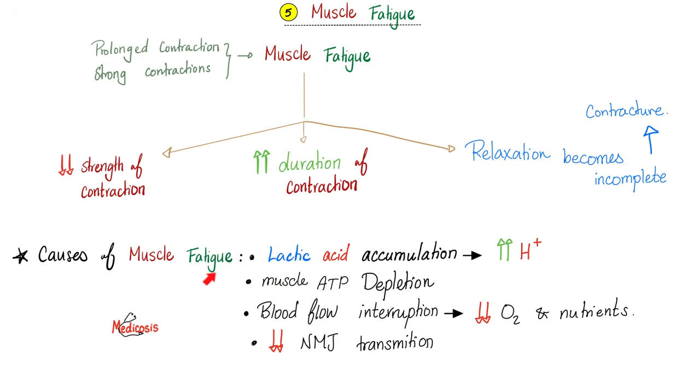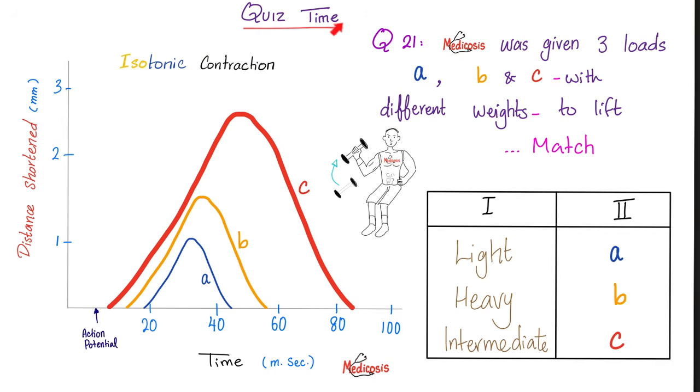Why do muscles get tired? Accumulation, depletion, interruption, transmission. Accumulation of lactic acid, depletion of muscle ATP, of glycogen, of creatine kinase, etc. Interruption of blood flow, decreasing oxygen, and decreasing transmission at the neuromuscular junction because this also has fatigue, if you remember my previous video. Quiz time.